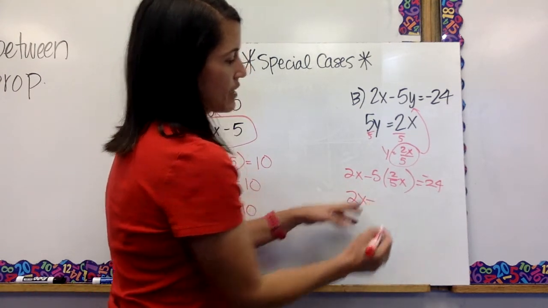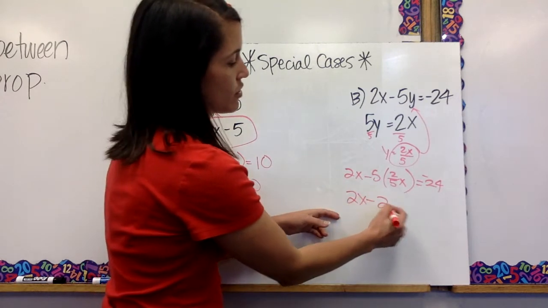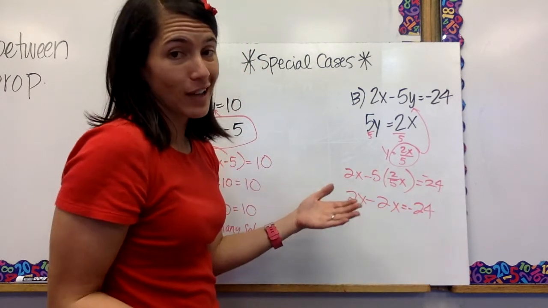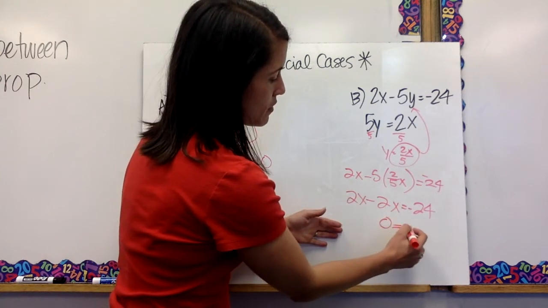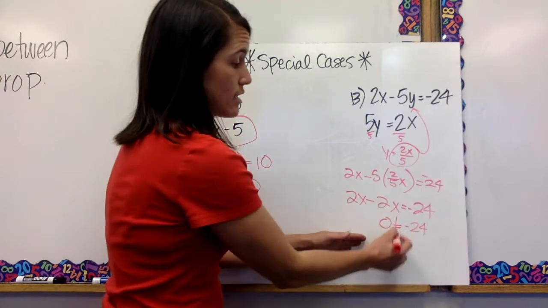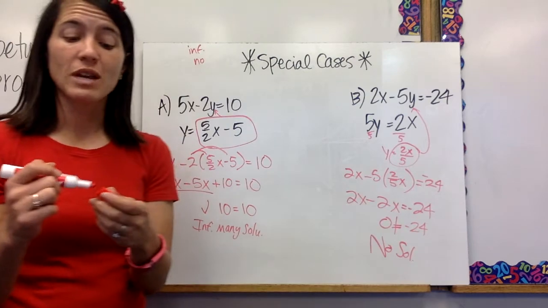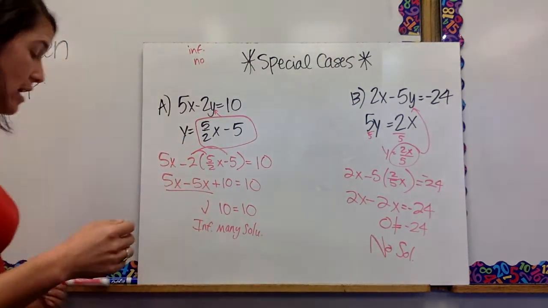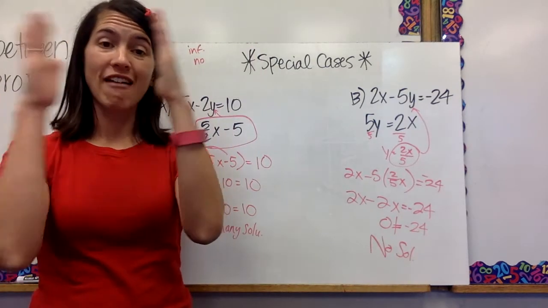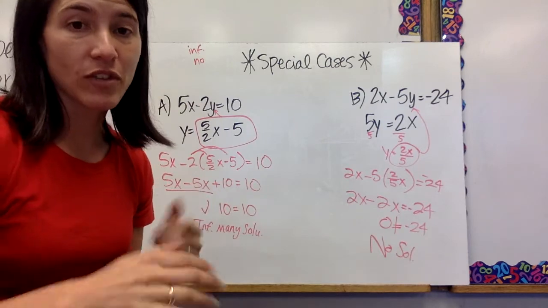2x minus 5 times 2/5 is going to cancel out to be 2. So minus 2x equals negative 24. 2x minus 2x is going to be 0. And does 0 equal negative 24? The answer is no, it doesn't. Not ever. So this would be no solutions, which means that is a set of parallel lines. No solutions means the lines run parallel and they never intersect. So there's no ordered pair to make that system of equations true.